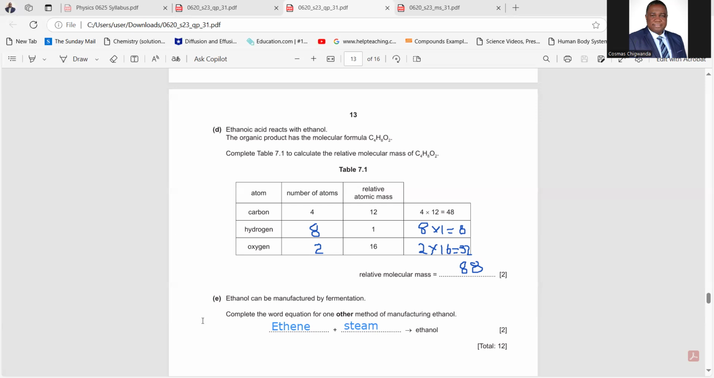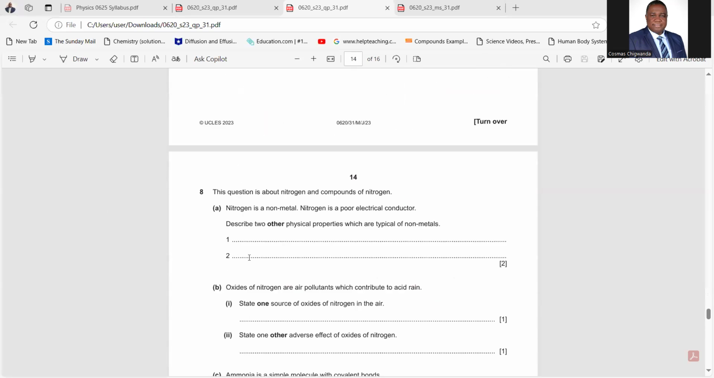Before I move on to the next page, I'm going to wrap this. I hope you still remember the answers. So I'm clearing my drawings, and then I move on to the next page. And let's see the next page. This question is about nitrogen and compounds of nitrogen. I hope you still remember the element nitrogen and the fact that it is a poor electrical conductor.